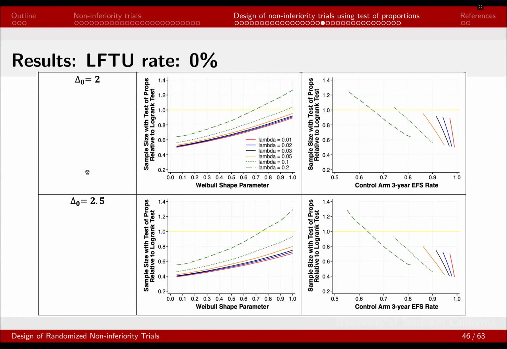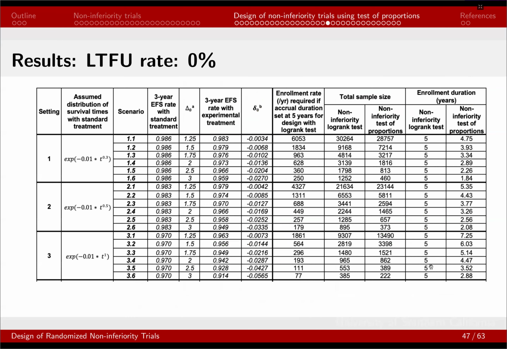If the hazard ratio margin is further increased, the magnitude of the benefit of using tested proportions gets bigger and bigger. And in fact, if we have a hazard ratio margin of 2.5, almost all the trials would be better designed with tested proportions.